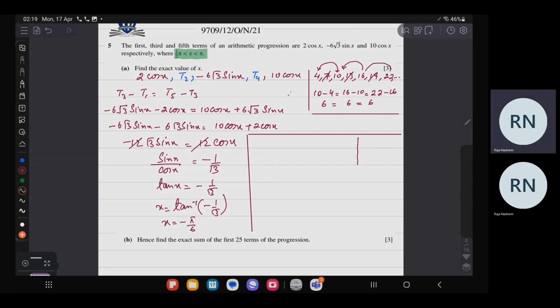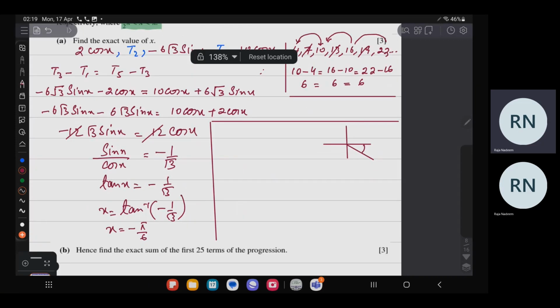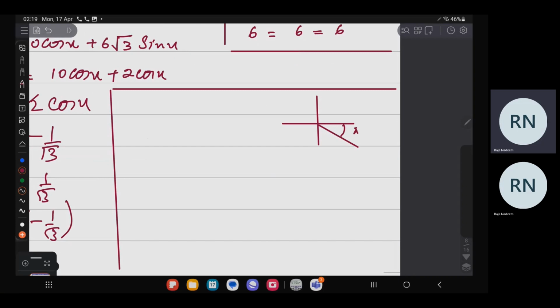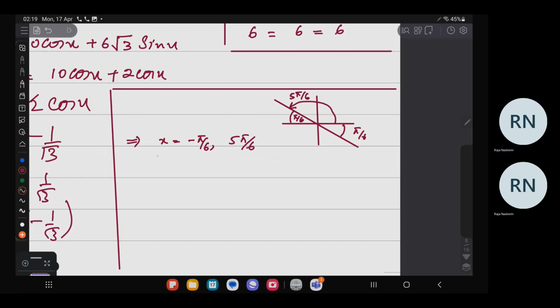So what do we do? We show the quadrants. The negative angle would be in the fourth quadrant, which is equal to pi by 6. As tan is negative in the second quadrant as well, we show the same angle in the second quadrant. When you subtract it from pi, you get 5 pi by 6. This implies that x would be minus pi by 6 and 5 pi by 6.